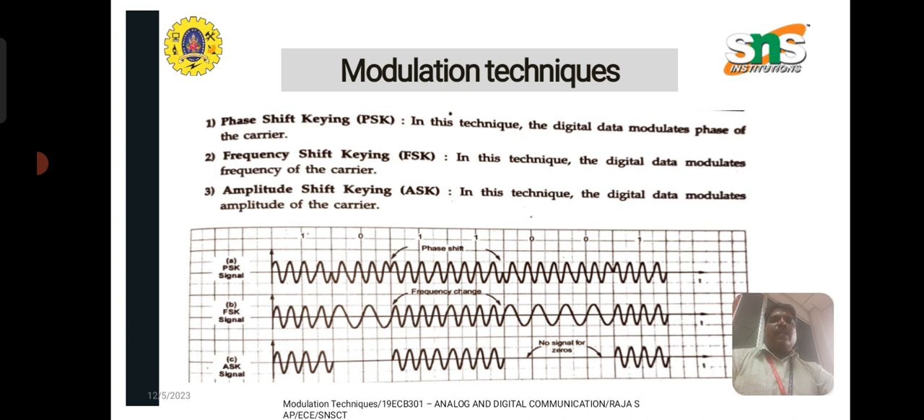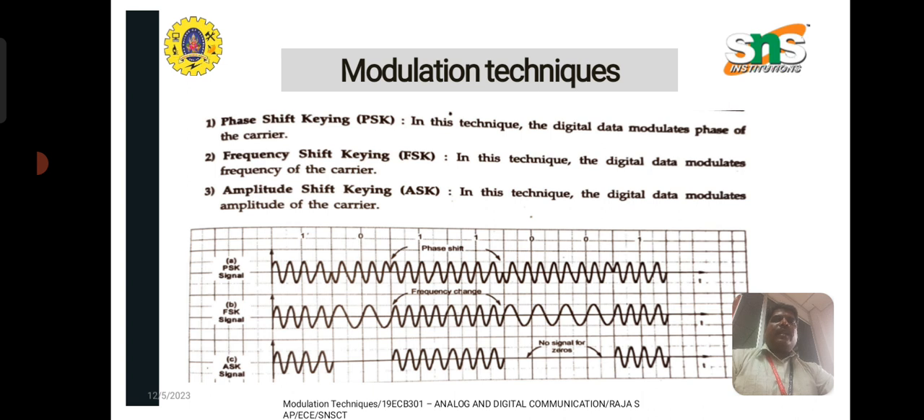If you see the amplitude shift keying, whenever 1 comes, the signal is present. Whenever 0 comes, the signal is not present. So 1 means the signal will be present, 0 means the signal will be off. This is the criteria of ASK.